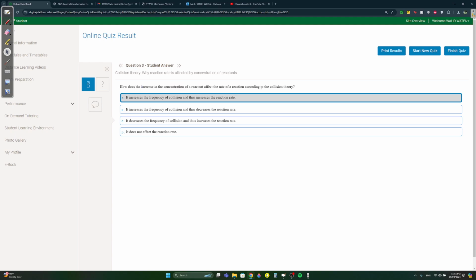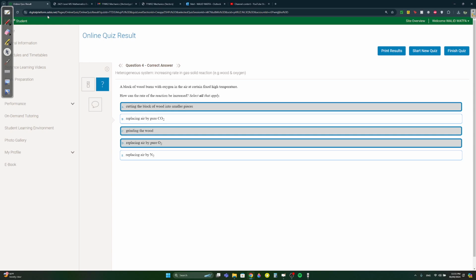How does the increase in concentration affect the reaction rate? According to collision theory, if you increase the concentration, it will increase the frequency of collisions. And because you have more collisions, that means you'll have a higher reaction rate.